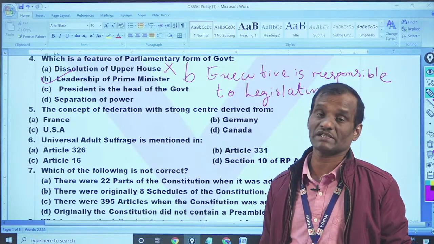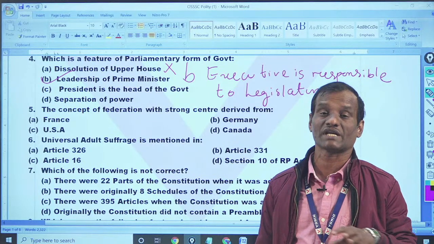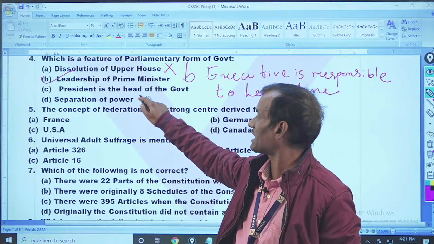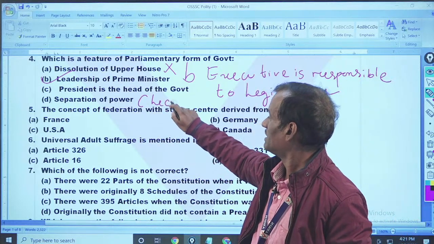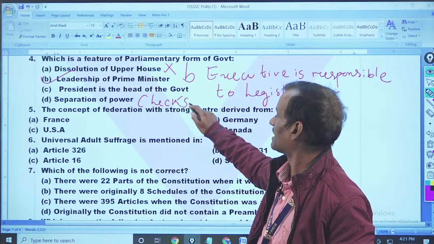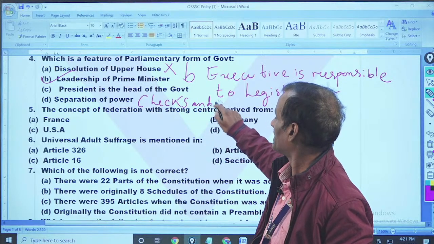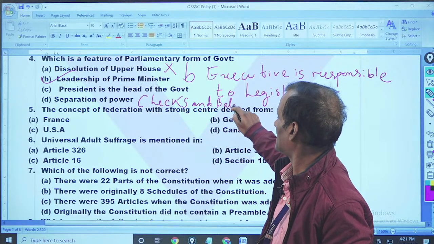And there is no separation of power, there is doctrine of checks and balance. Executive is a part of legislature.